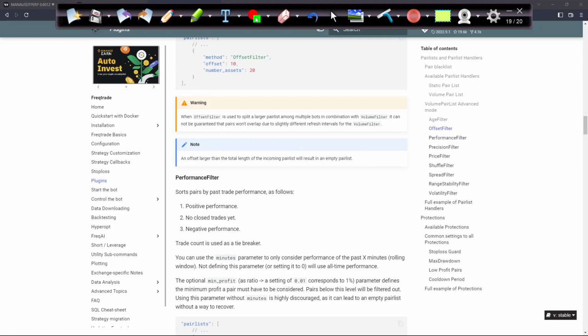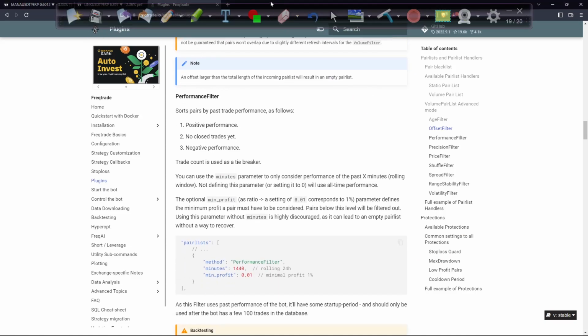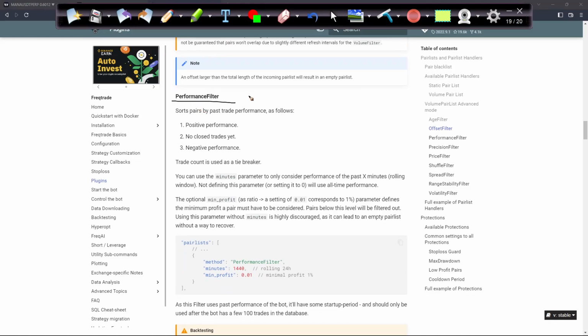That's what it's saying. Okay, now we have performance filter, and what it does is that performance filter sorts pairs by past trade performance as follows. It looks for positive performance, it looks for no closed trades yet, and it also looks for negative performance. So this is very important. All right, this is very important.